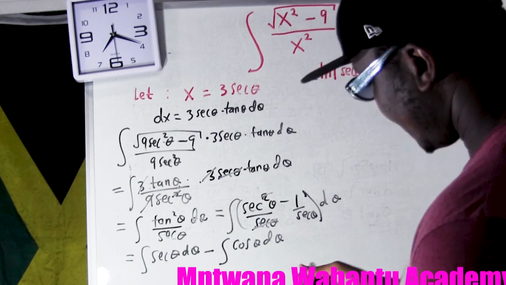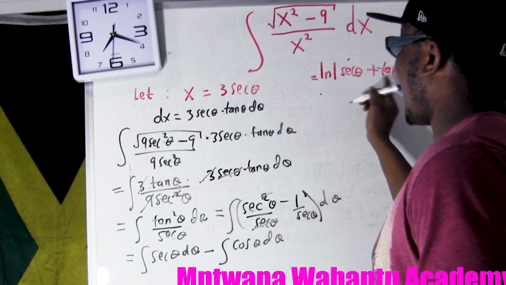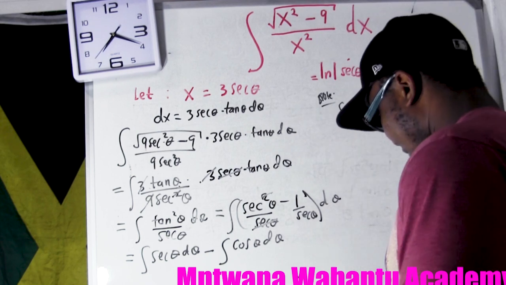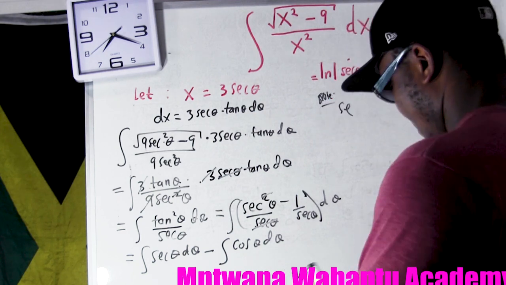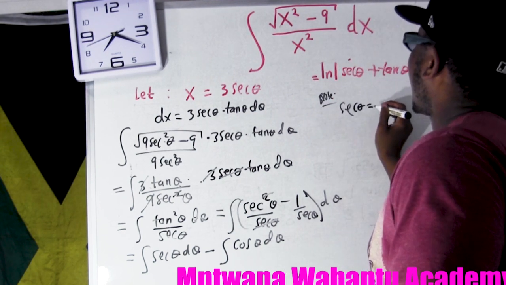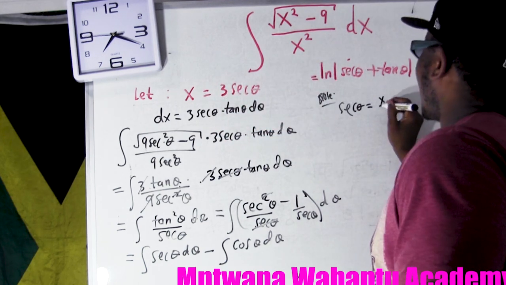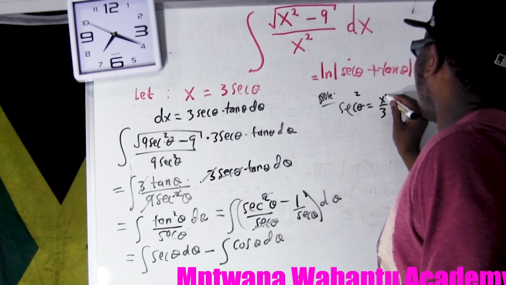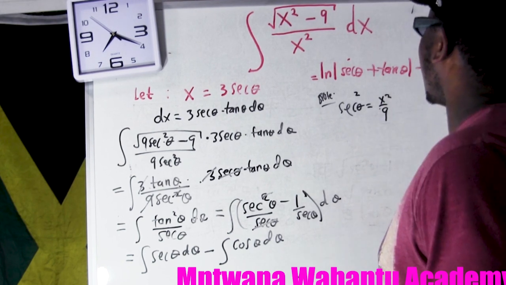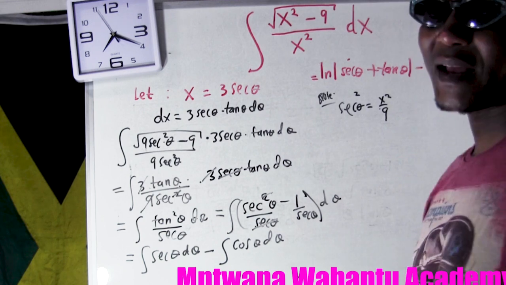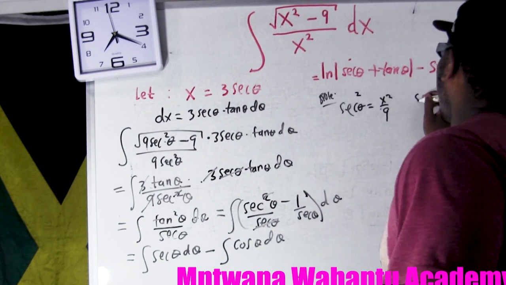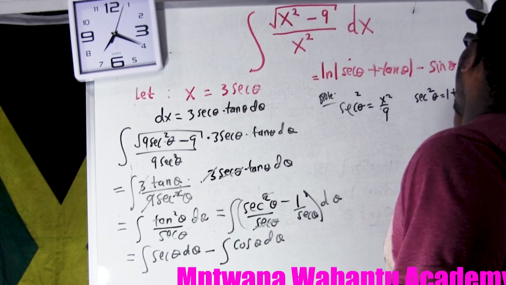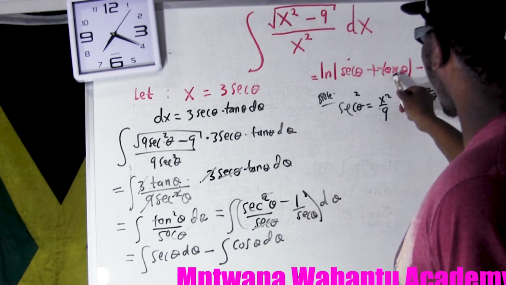So let me show how you can get tan. We come back here. Now we know sec theta equals x over 3, and we want to get tan. What you can do is square here. When you square here, this is going to be x square and this is going to be 9. Now we go to the identity. We know sec square equals 1 plus tan square. So now I want to get tan here.